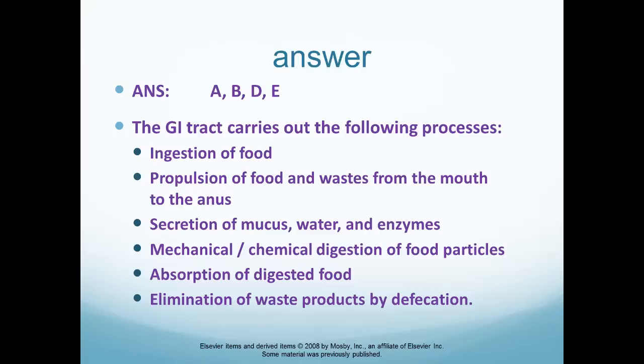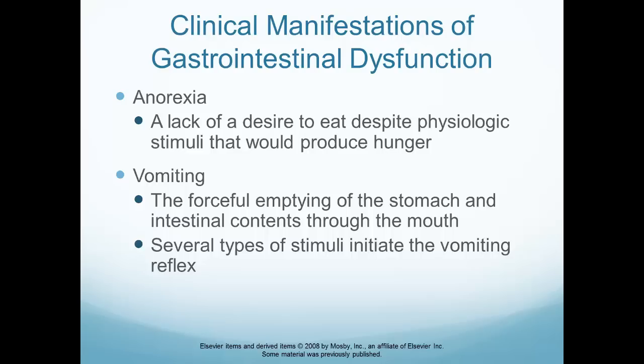The GI tract carries out the ingestion of food, the propulsion of food, the secretion of mucus, water, and enzymes, mechanical and chemical digestion of food particles, absorption of that digested food into the bloodstream as amino acids and other products that can be used for building blocks and to run the body, and then elimination of the waste products by defecation. Well, I hope that review of our anatomy and physiology was helpful.